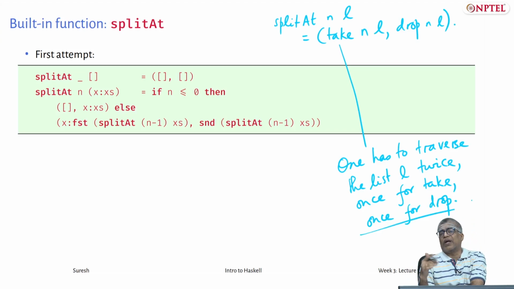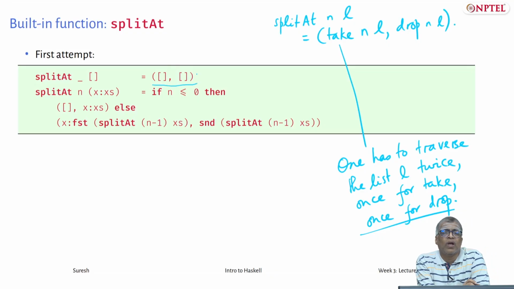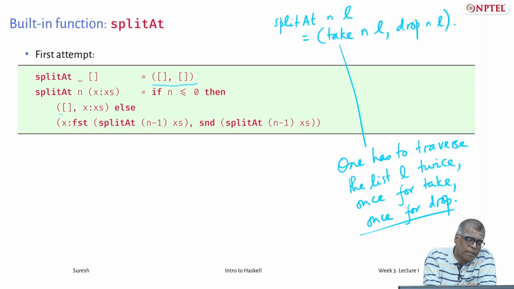Instead, you might want to give a direct definition, and here is a direct definition. splitAt, if the list is empty, then I know that both take n of the empty list and drop n of the empty list are empty. So, I will return the pair empty comma empty. And splitAt n x colon x's, if n is less than or equal to 0, then I know that take n x colon x's will be the empty list, drop n x colon x's will be x colon x's. So, I will just return this.